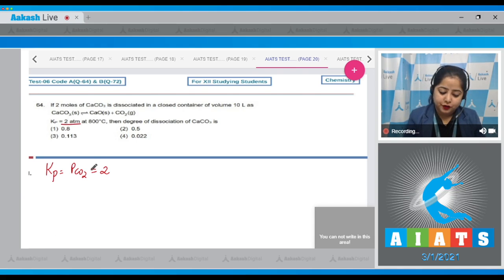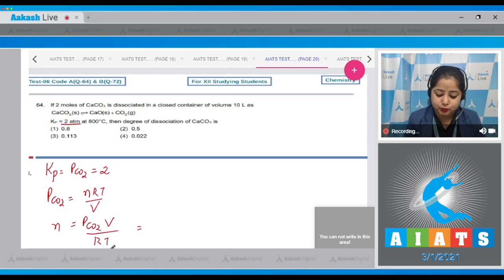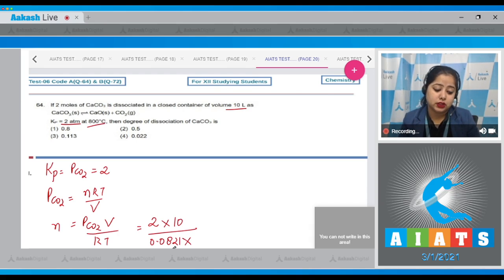So student, we all know that PV is equal to nRT. That means the pressure of CO2 is equal to nRT upon V. So we can calculate the number of moles, which is equal to the pressure of CO2 multiplied by volume upon RT. So let's put the values. Pressure of CO2 is 2 and the volume of the container is 10 upon R. R is equal to 0.0821 multiplied by temperature, which is 800 degrees Celsius. So let's convert this into Kelvin. It will be 1073, which gives 0.227.